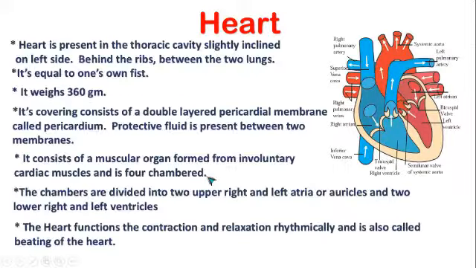Heart is a part of blood circulatory system. Heart is present in the thoracic cavity, slightly inclined on left side, behind the ribs, between the two lungs. It's equal to one's fist. It weighs 360 grams. Its covering consists of a double-layered pericardial membrane called pericardium. Protective fluid is present between two membranes. It consists of a muscular organ formed from involuntary cardiac muscles and is four-chambered.